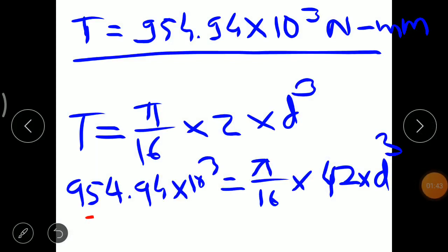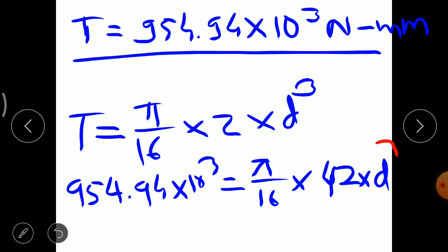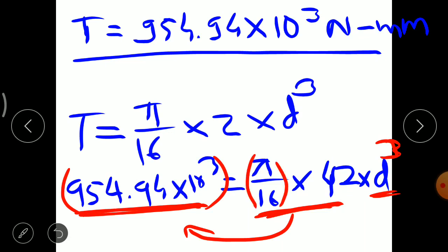Here I will write the value of torque T, pi by 16 as it is, and the value of shear stress is 42. Now for solving, this quantity gets divided to the value of torque on the left side, and we will get the value of d cube. Now put the value of torque in your calculator, use the brackets properly, divided by pi by 16 into 42, and you will get the value of d cube.